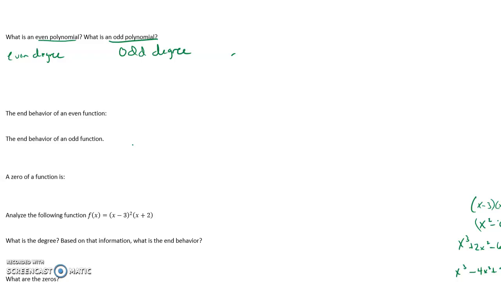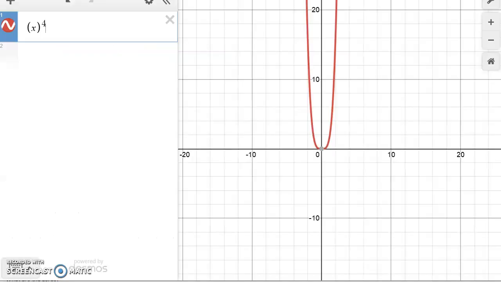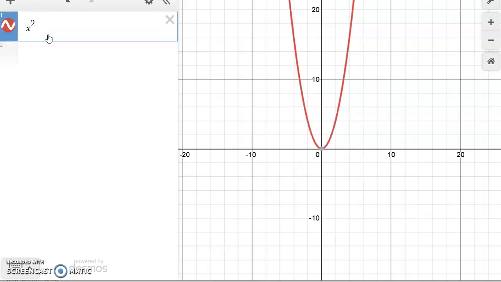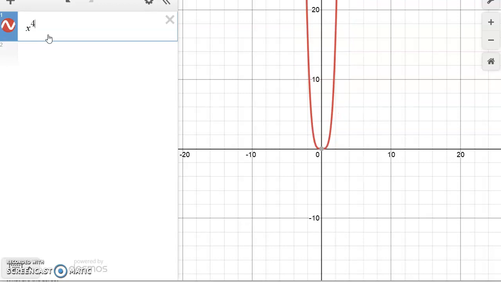Let's take a look at some examples of this on Desmos. If I graph x squared, we can see it has that parabola shape. If I graph x to the fourth, similarly, anytime I graph an x value with an even power, we can see that it has the characteristics of that U shape.